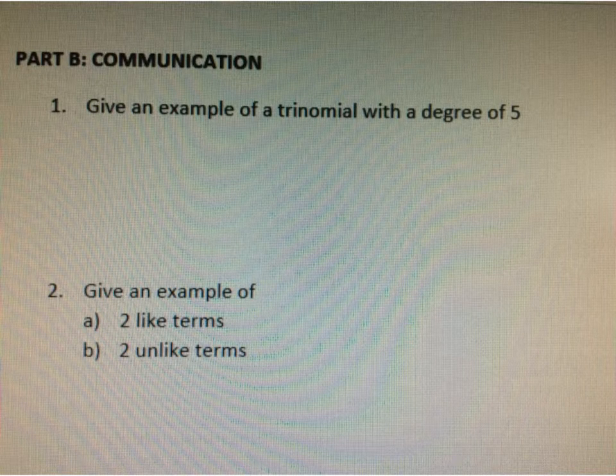So in the case of question 1, it says, give an example of a trinomial with a degree of 5. So what I'm looking for there is to see that you understand what a polynomial with a degree of 5 is, and also whether or not you can explain it really well.